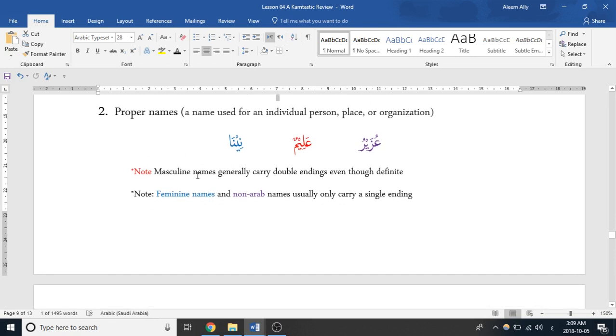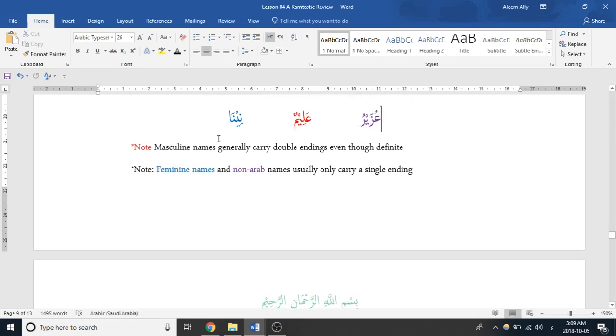So note, masculine names generally carry double endings, even though definite. So we learned that tanween is usually a sign of indefiniteness, but generally, when it comes to masculine names that are pure Arab names, they carry a double tanween. That's why Alimun has it here. But if you look at Uzairu, since that's not a pure Arab name, it's just carrying one. Uzair is actually a Hebrew name, right? Hebrew prophet. And when it comes to female names, they also don't carry 2. They just carry 1.